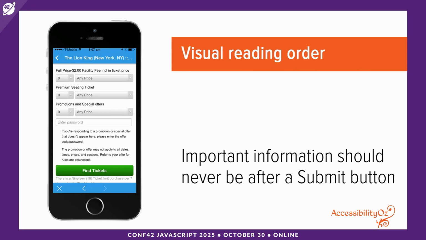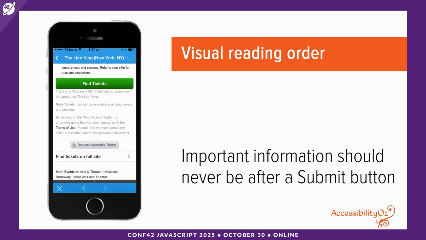This is an example where visual reading order is very problematic. As you can see, you've got the ability to purchase tickets to the Lion King, but it doesn't say anything about, say, accessible tickets. It's because that information is after the submit button. Here you've got request accessible tickets and a whole bunch of other information. But information should never be after a submit button because, of course, the submit button is when people leave the page. And that's for everyone, screen reader users, visual users, etc.